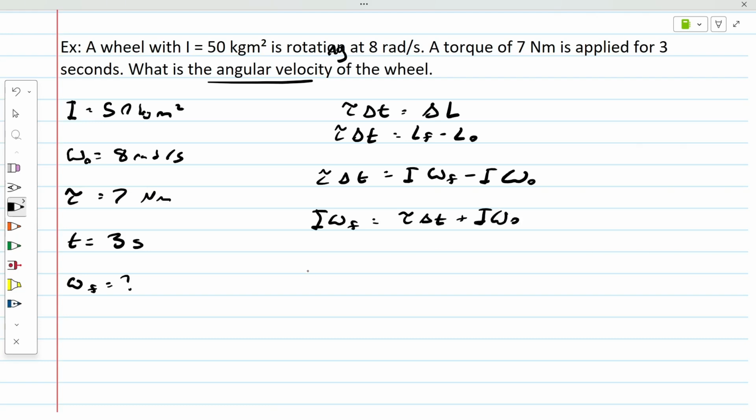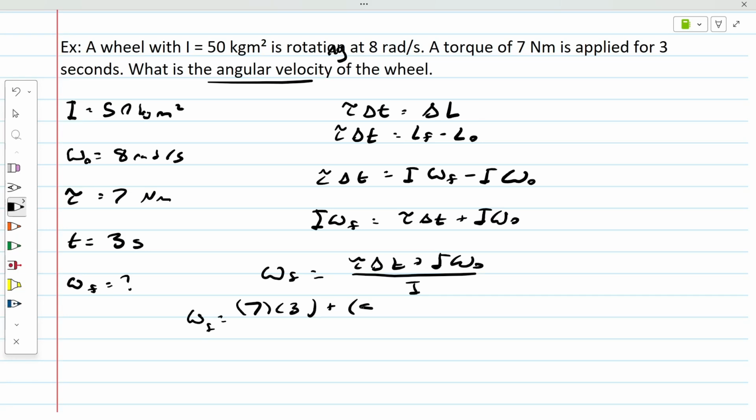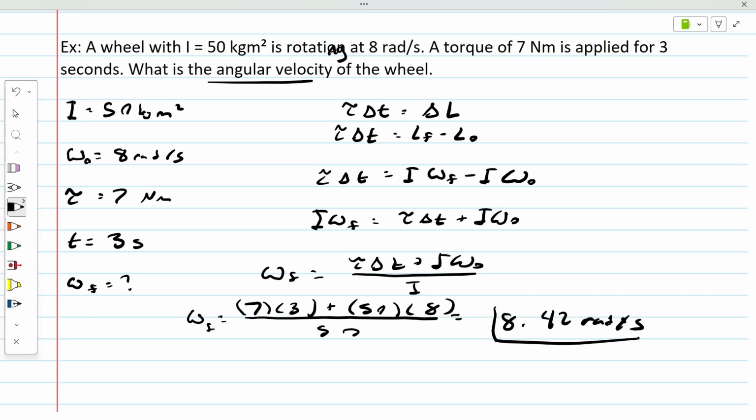Okay, and if we go ahead and rewrite this, we get that the final angular velocity equals the torque times change in time plus the I omega initial, all over I. And so now we've rearranged it, we can go ahead and plug in our variables. We have 3 seconds. We were given all of these, so we don't have to do anything special. We can just plug them in. And if we plug all this in, we get 8.42 radians per second. And so that'll be our final answer. That's how we can use this change in momentum to find the angular velocity.